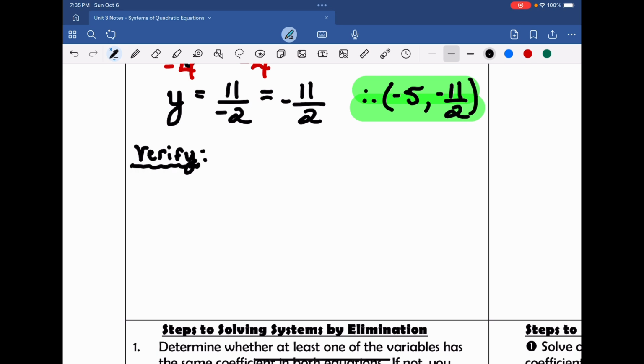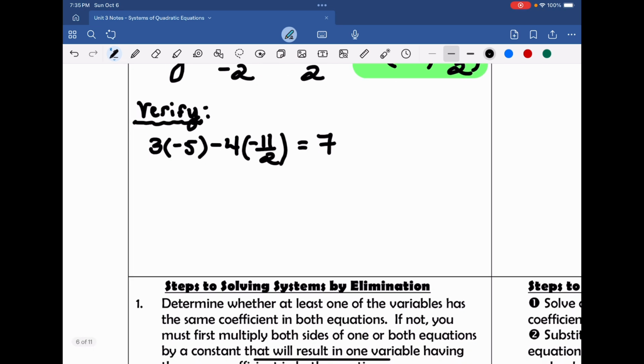Verify step. Awesome. First equation was 3 times the -5, which is the x, minus 4 times -11/2. And then this supposedly equals 7. On the left-hand side of this equation, we're going to write this as -15 minus, well, actually it becomes positive because of the double negative, -4 and -11/2. 4 divided by 2 is 2. 2 times 11 is equal to 22, so -15 plus 22 is equal to 7. Yes, we get 7 is equal to 7. Left-hand side equals right-hand side.